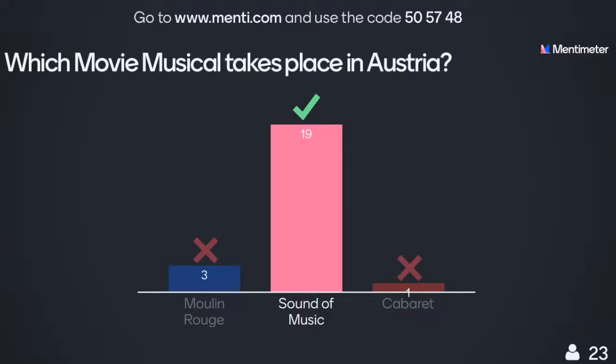Yes, The Sound of Music, with 19 people going right with that, so well done to those. Of course, the correct answer takes place in the Austrian Alps area. Moulin Rouge, of course, takes place in Paris, around the Montmartre area. Just where Ratatouille is based as well, if you've seen that hit movie musical. Yeah, that's correct.